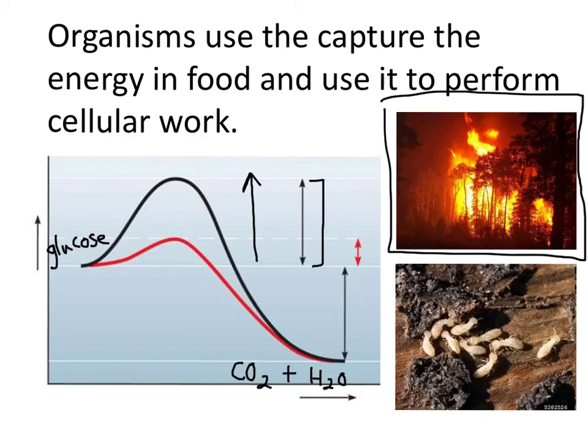In contrast, organisms like termites use the captured energy in food and use it to perform cellular work, and they're able to do so thanks to enzymes that lower the activation energy, so they only need a little bit of activation energy and don't need to jack the temperature up as much. And they control the release of energy and take energy from this descent and stick it into ATP that they can then use for work. So that's why cellular respiration is so cool. That energy doesn't go to waste the way it does in a fire. It's used by termites to do their little termite work.